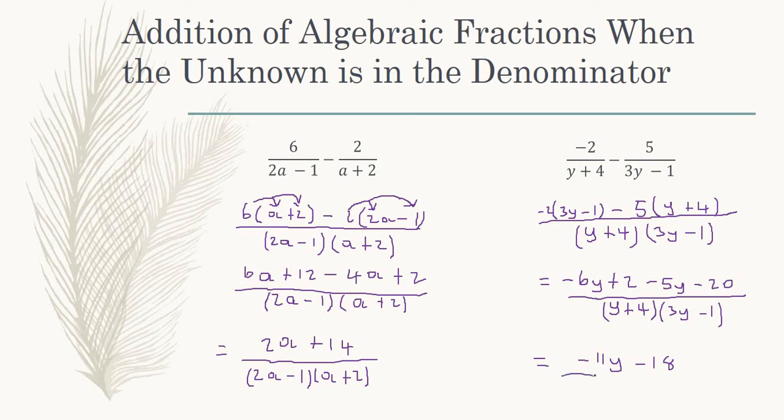And all you need to do is to just put this over your common denominator and you're finished. So the common denominator is y plus 4 times 3y minus 1. And that's it. It cannot be simplified any further.